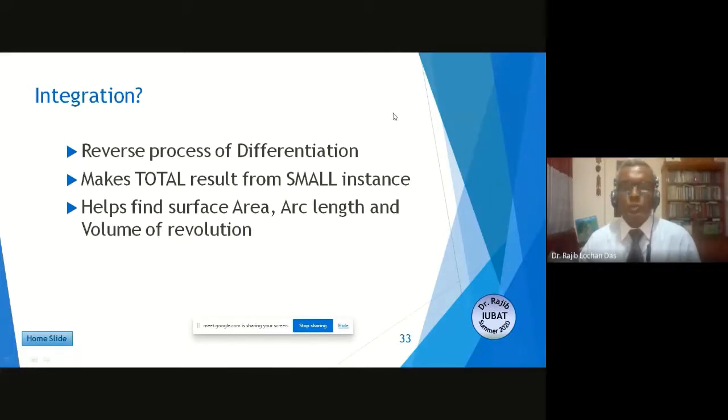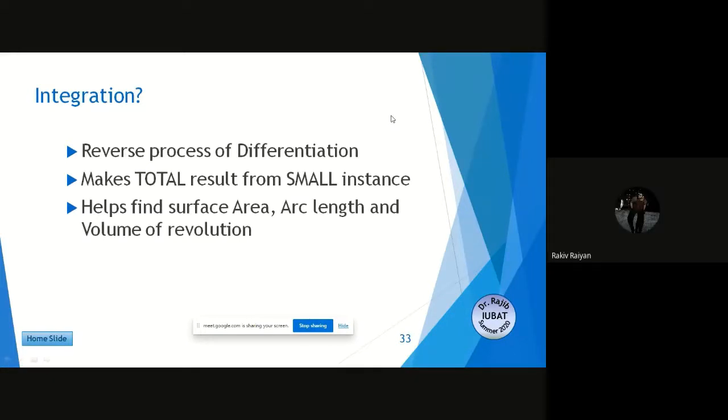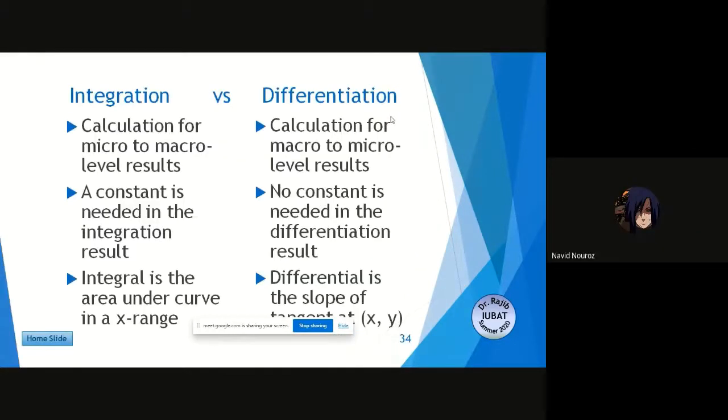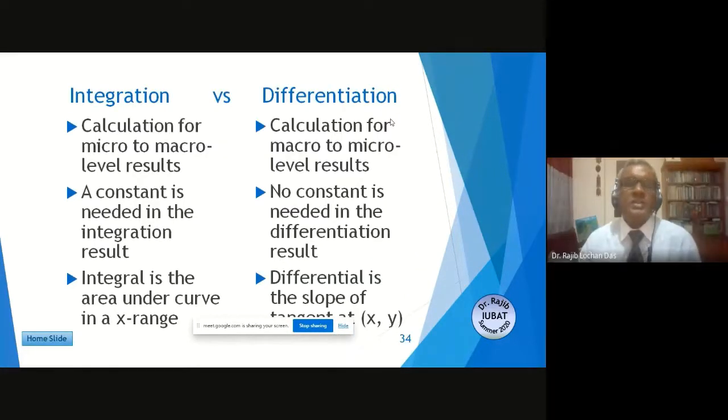So can I move to the next slide? Yes, sir. Okay, so let me show you the next slide. This slide is the comparison between integration and differentiation. I have put three points here. You will understand all the points as we go.